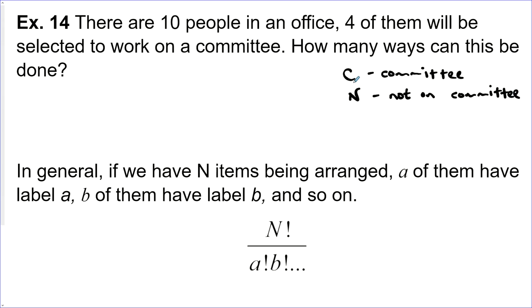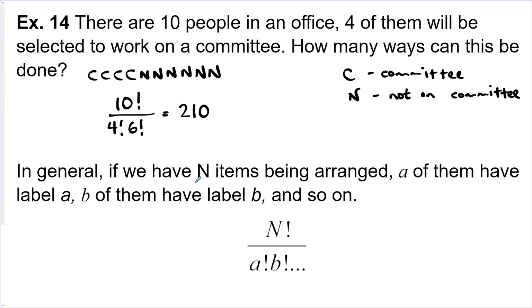And we're going to have 4 people on the committee, so 1, 2, 3, 4. Then we're going to have 6 people not on a committee. 1, 2, 3, 4, 5, 6. Now, how many ways to rearrange these letters? See, we took this word problem and we just made it into rearranging letters. So this would be 10 factorial over 4 factorial and 6 factorial. And so if you wanted the actual number, this would be 210.